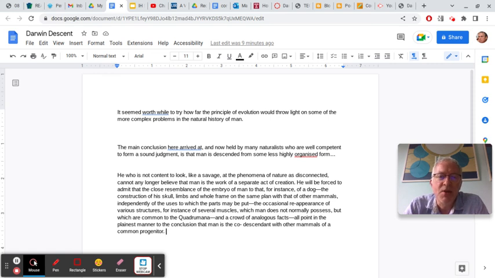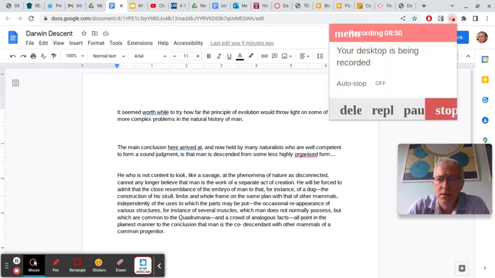So the big point is at the end, he says, all point in the plainest manner to the conclusion that man, human beings, is the co-descendant with other animals of a common progenitor. So pretty incredible thing to say, but it's the modern scientific view of human beings, of course. We're living things, we're organisms. We evolved like every other living thing. We were not the act of some special creation. We are part of nature, as much part of nature as any other living thing, which may in a certain way seem obvious, but in a way is just an incredibly revolutionary way of viewing the human species.